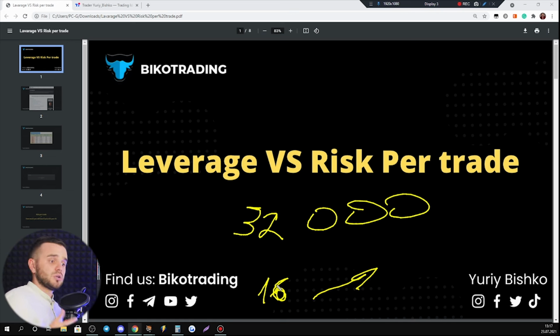Why do they do it? Because they're interested: when you make a bigger trade size, you pay more commission to them. That's why there is leverage on all exchanges. They're really interested in that.